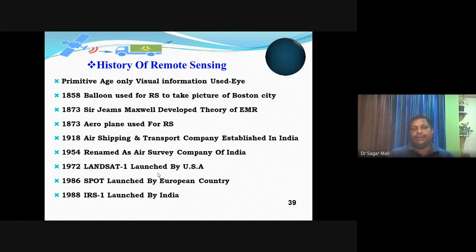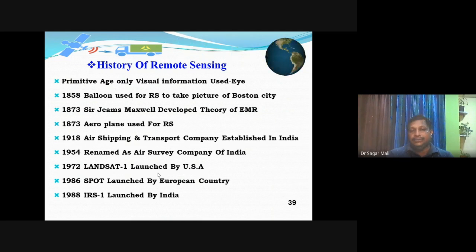In the artificial way, in 1858, a balloon was used in remote sensing to take pictures of Boston city. This was the first landmark in the history of remote sensing. Next, 1873 is a landmark in the history of remote sensing, in which James Clerk Maxwell developed the theory of electromagnetic radiation, which brought a revolution in remote sensing development. Later, aeroplanes were used for remote sensing applications.